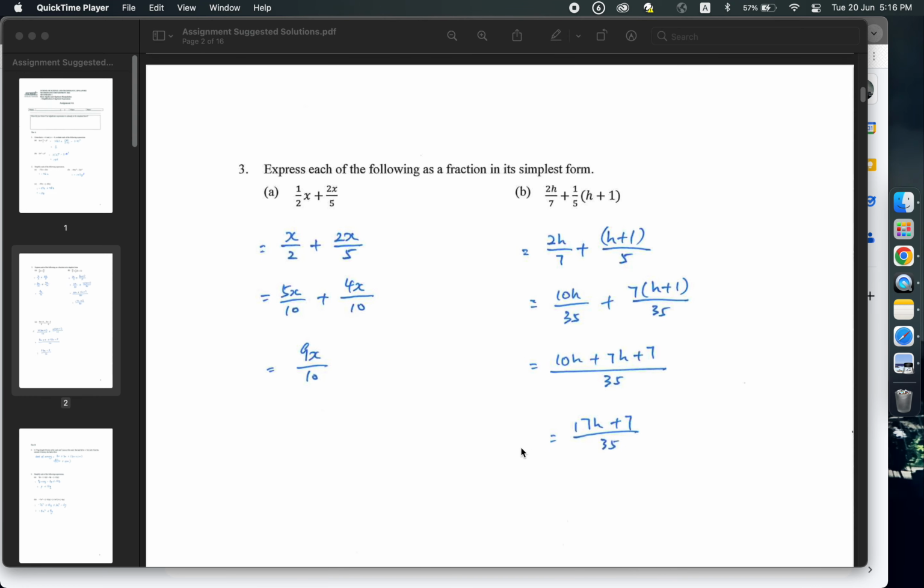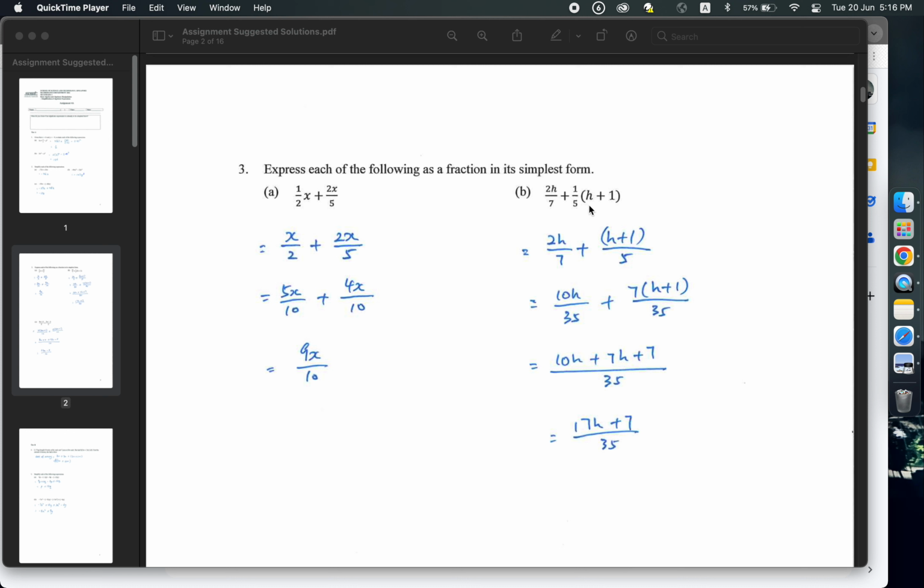Question 3. Express each of the following as a fraction in the simplest form. So what is the technique here? When we want to simplify fractions, the first thing we should think of is to make the denominator common. In this case, the denominators are 2 and 5, so I'm going to make the denominator 10. We have learned how to do this before, so we put them together, it's 9x over 10.